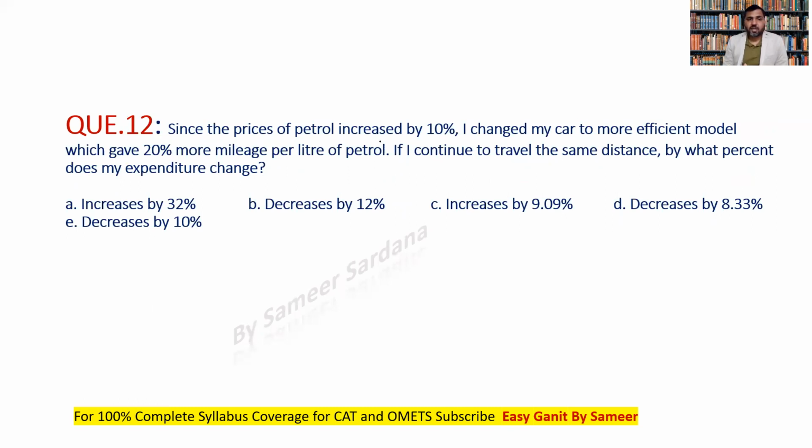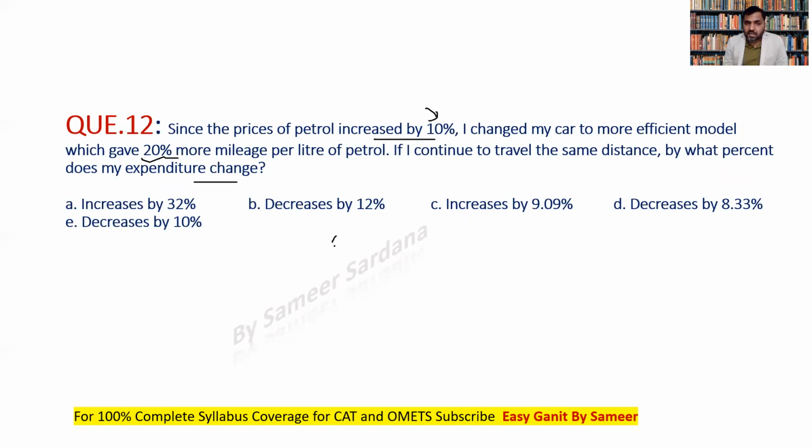Look at this question. It says the price of petrol decreases by 10%. I change my car to a more efficient model, which gives 20% more mileage per liter of petrol. If I continue to travel the same distance, by what percentage does my expenditure change? So guys, what do we have in this? The price of petrol decreases by 10%. See this, guys.